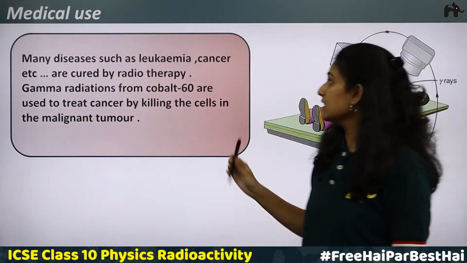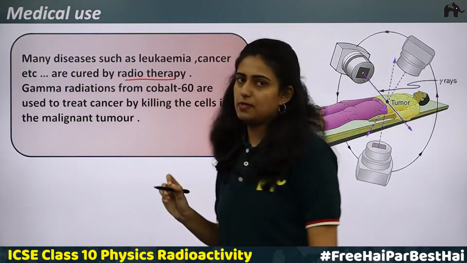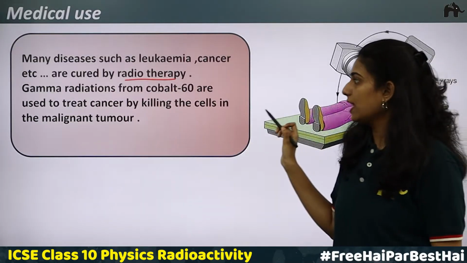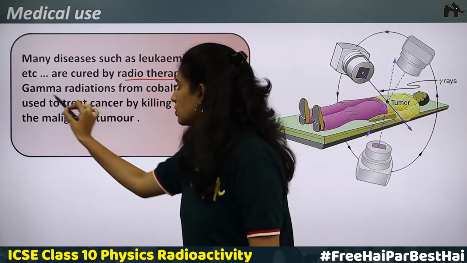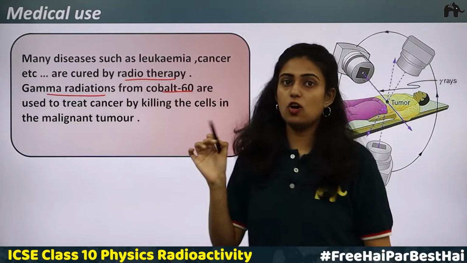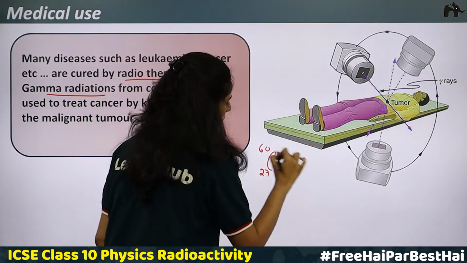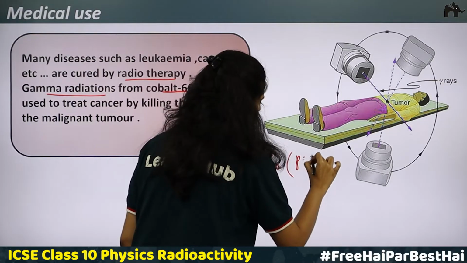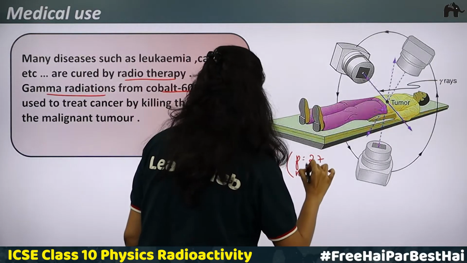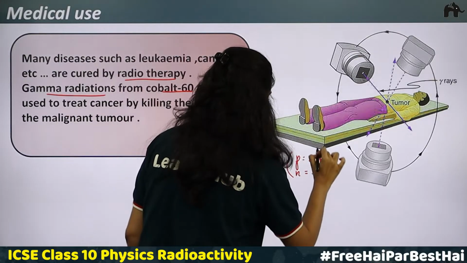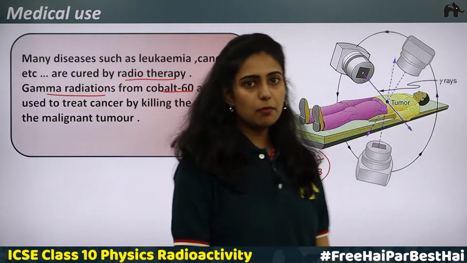First medical use is radiotherapy. So what is radiotherapy? In radiotherapy, gamma radiations are used. That is cobalt-60, atomic number 27, 60 is the mass number. Here the number of protons is equal to 27. The number of neutrons is equal to 33. Okay, the number of neutrons is greater than the number of protons.